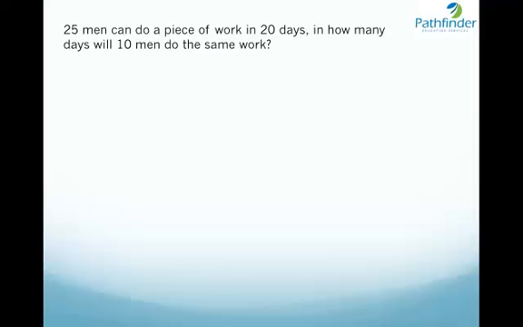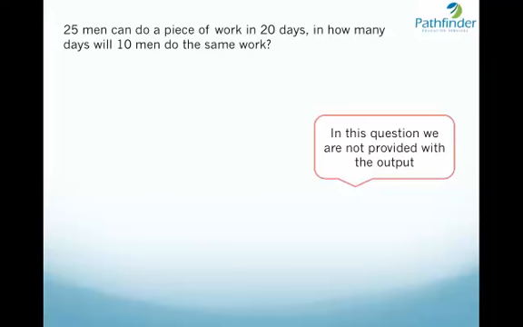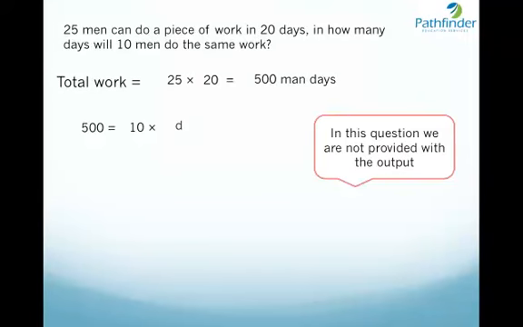25 men can do a piece of work in 20 days. In how many days will 10 men do the same work? So the output is not given here at all. So therefore we first calculate the input, that is the time spent by 25 men. How much time has been spent? Each of the 25 men spent 20 days. So 25 into 20, that is 500 man days. So 500 is equal to 10 multiplied by D, and the number of days is 500 by 10, that is equal to 50 days. So if 10 men were to do the same work, then they would require 50 days.